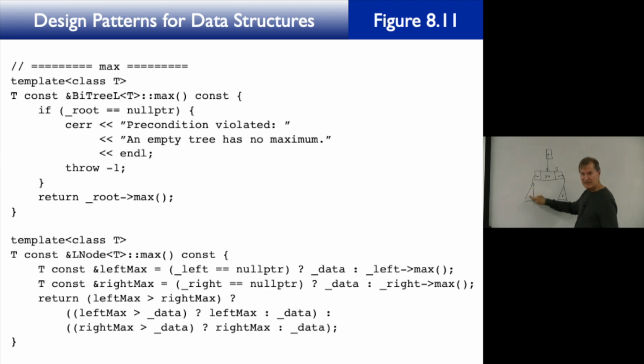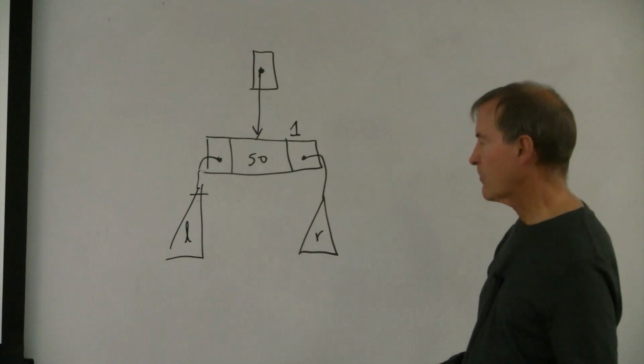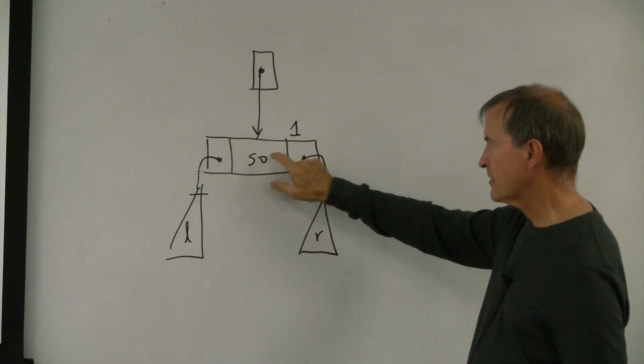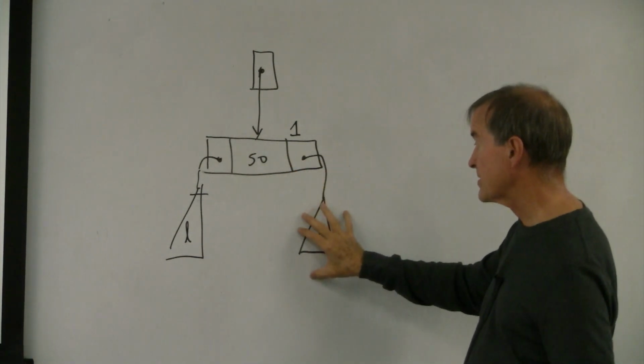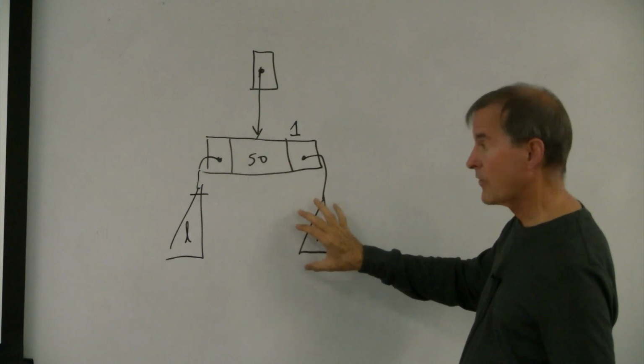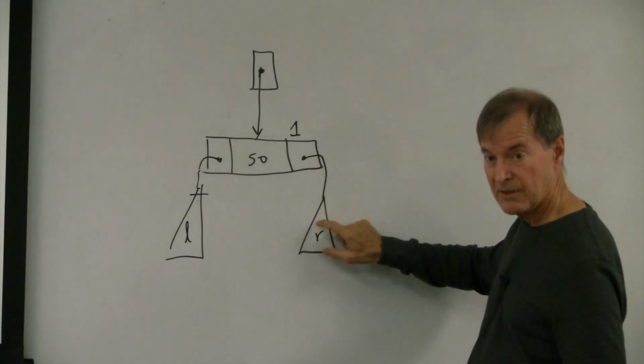All right, and then we're doing similarly for the right. So now what we're saying is, if this is empty, then right max is just this data. Otherwise, right max is the max of this tree, of this right tree.